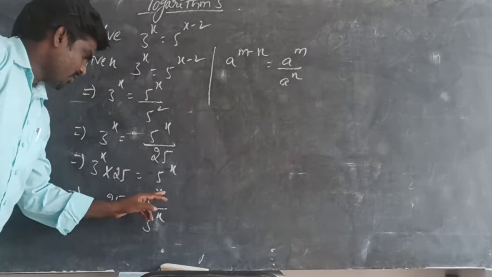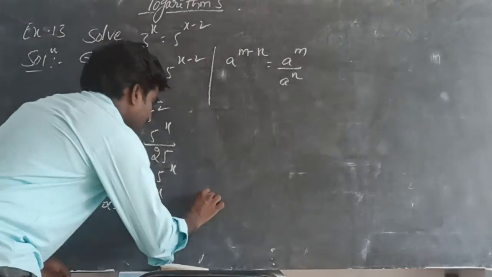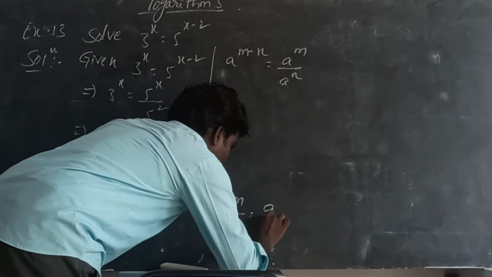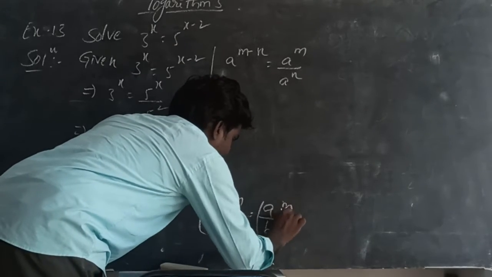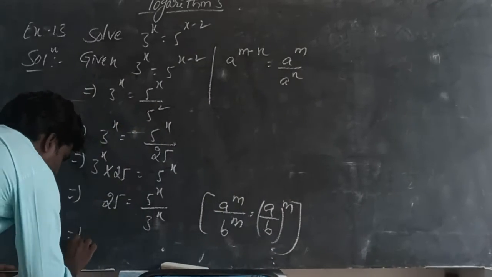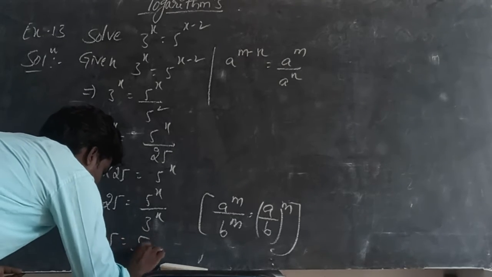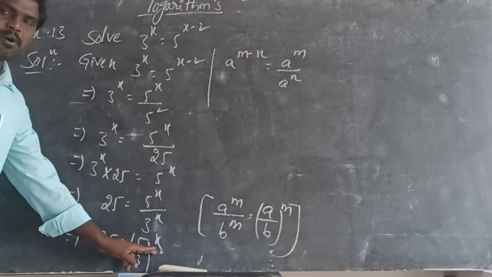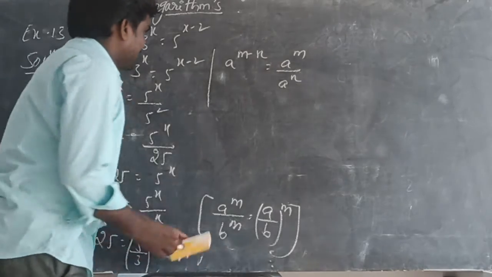Here the 5 power is x, and the 3 power is x. Here we can use the formula a power m by b power m is equal to a by b whole power m. So that is 25 is equal to 5 by 3 whole power x. Now we can apply the logarithms.